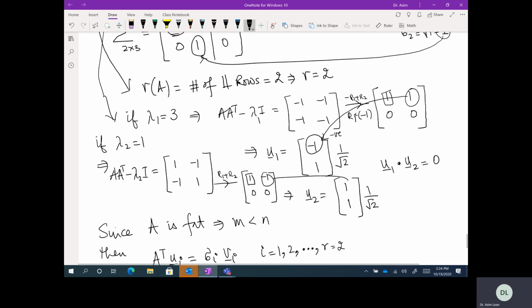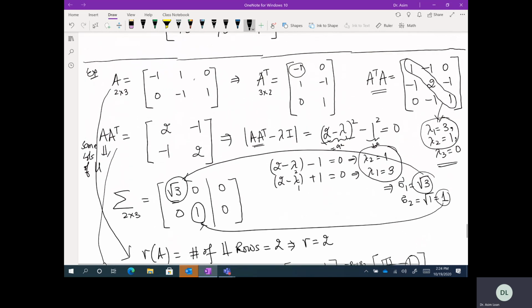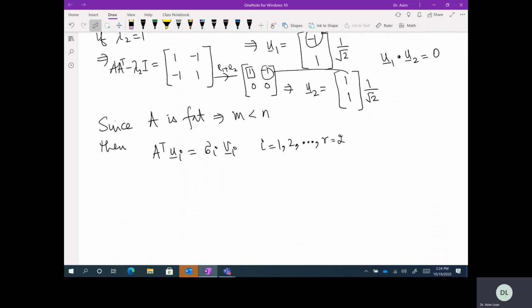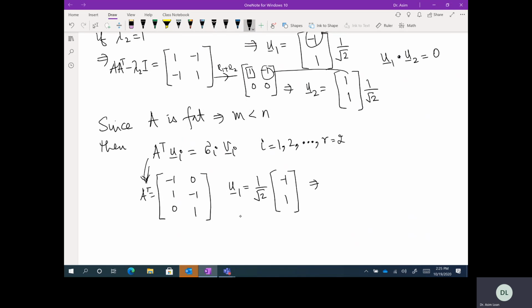So what is A transpose? So A transpose is minus 1, 1, 0, minus 1, 1, 0, and this is 0, minus 1, 1, 0, minus 1, 1. So this is A transpose. If this is A transpose, U1 is 1 over under root 2 into minus 1, 1. This implies, and sigma 1 is under root 3.